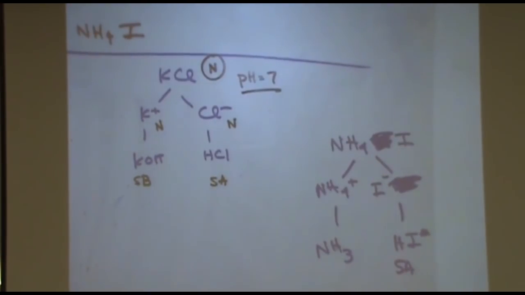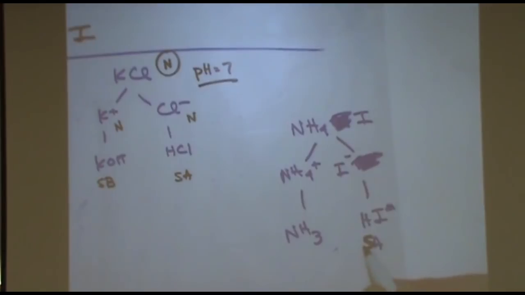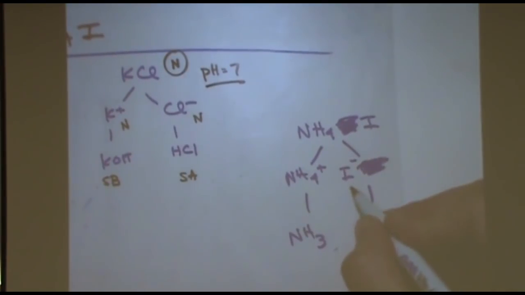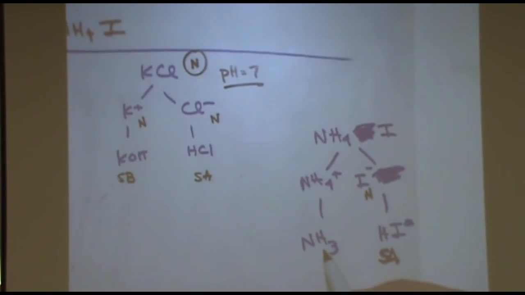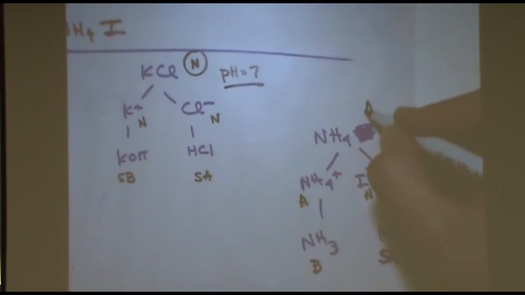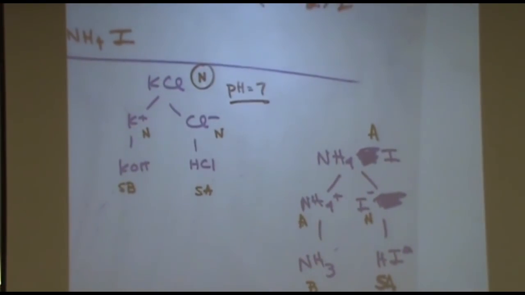Let's change color so it's a little easier to see. I minus would be neutral. NH3 is a normal base, so this would be a normal acid. So an acid plus a neutral is an acid. I'll just put A for acid.